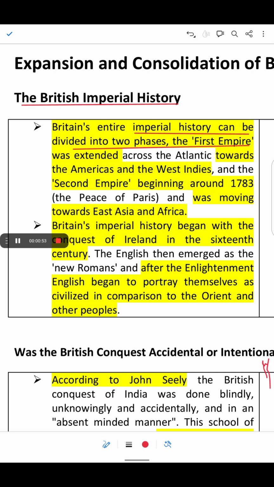The first empire was extended across the Atlantic towards the Americas and the West Indies, and the second empire, beginning around 1783 with the Peace of Paris, was moving towards East Asia and Africa. Now, Peace of Paris refers to the treaties that were signed in the year 1783, and it ended the American Revolutionary War. This Peace of Paris was signed between Britain and the United States.